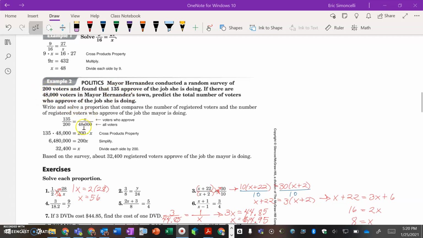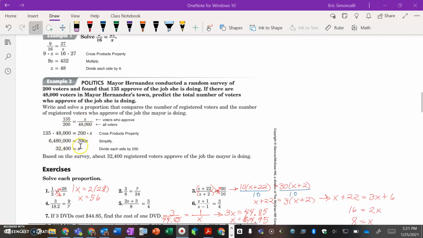If we set up on the other side of the proportion the voters who approve, which we don't know overall, measure that against 48,000 total voters, we'll have a better idea, roughly speaking, as to a prediction, let's say, of how many people would approve out of the total. So 135 over 200 again equals x over 48,000. So we'll do our cross product as they describe, cross products property. 135 times 48,000, that's 6,480,000. On the other side, 200x, there it is in the next step.